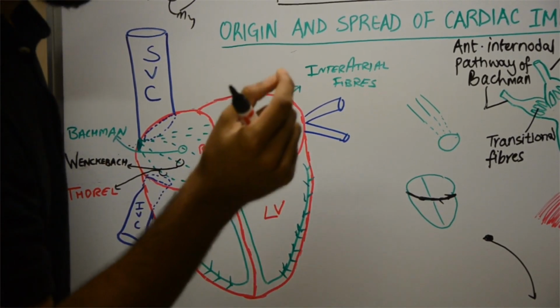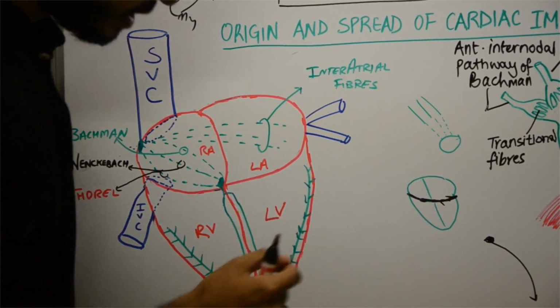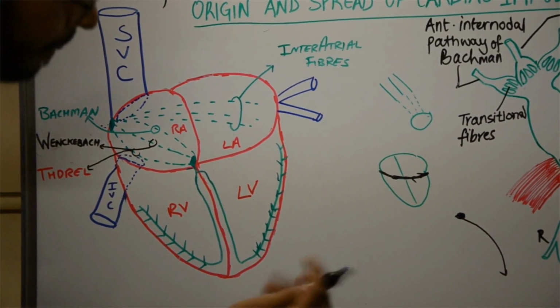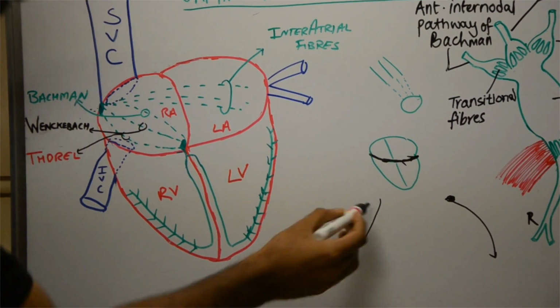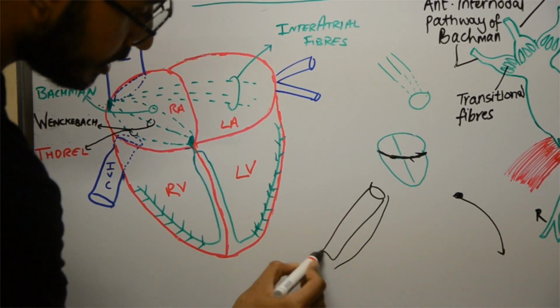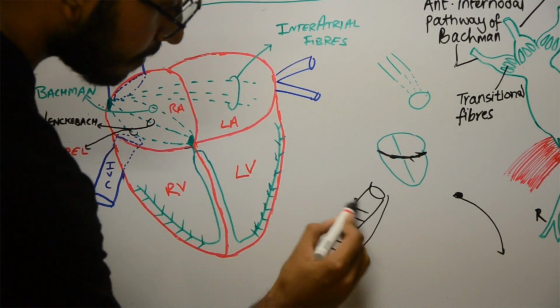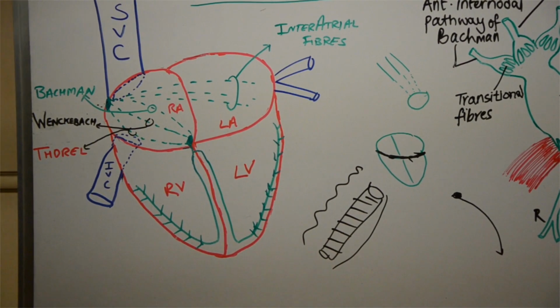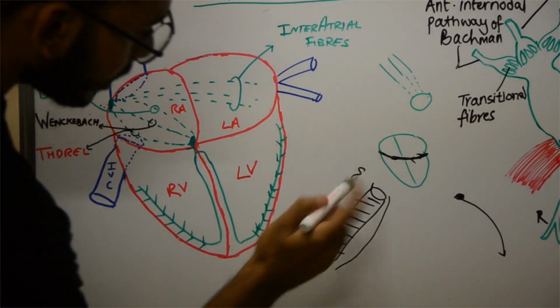Now another very small but significant point is that these Purkinje fibers are subendocardial. Like I said, the layers of the heart: the first, outermost, is the epicardium. The middle layer is a thick muscular layer known as the myocardium, and the innermost layer is the endocardium. These Purkinje fibers are present here.